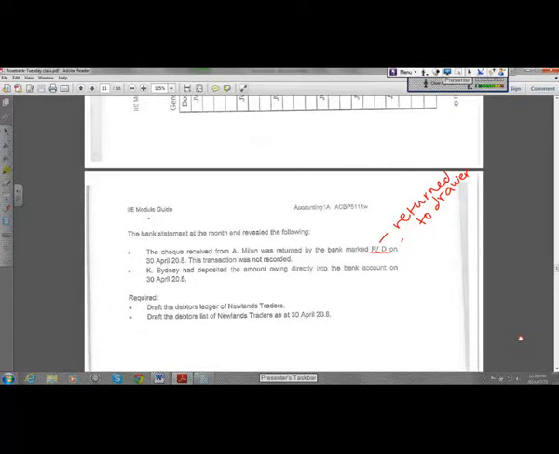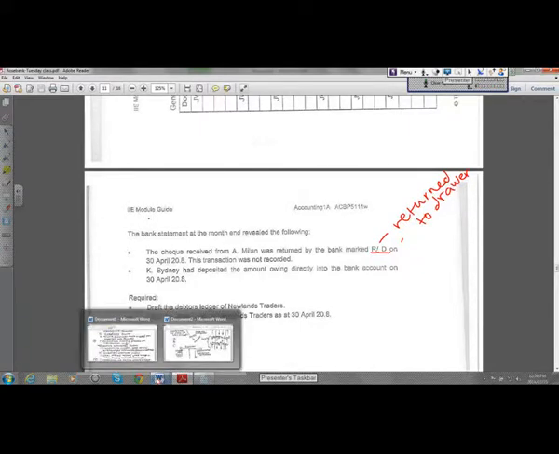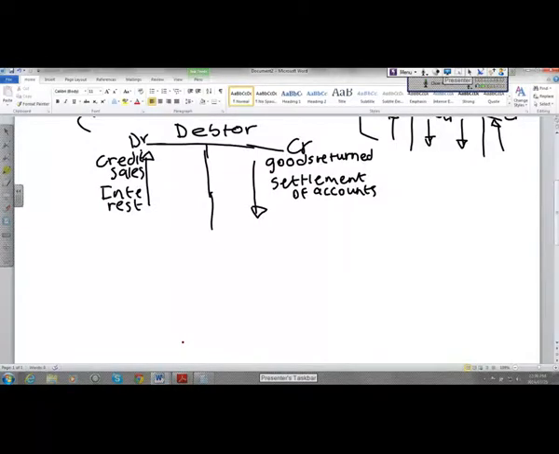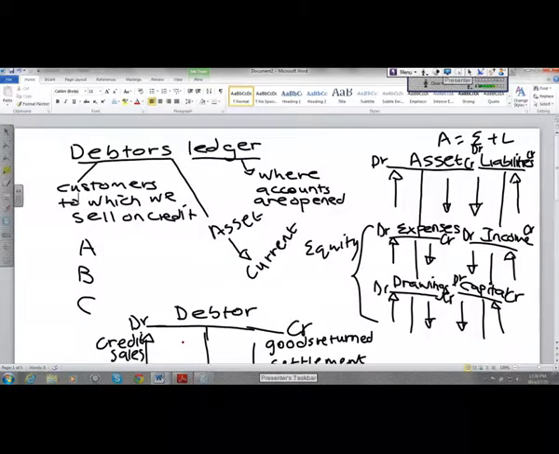So let us prepare an account for Milan. When we do a debtors ledger and we are doing an account for Milan, we are going to post only transactions relating to Milan. We are not going to mix him with all the customers. We focus on him. So let's do that. All right, so this is what we're going to do.